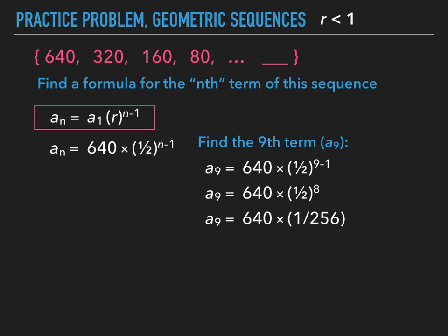Now when I multiply across, I'm going to do numerators across over denominators across. I get 640 over 256, which simplifies to 5 over 2. And again, it's preferred if we can keep our terms as fractions when we're talking about geometric sequences. The answer of 2.5 would also be accepted.